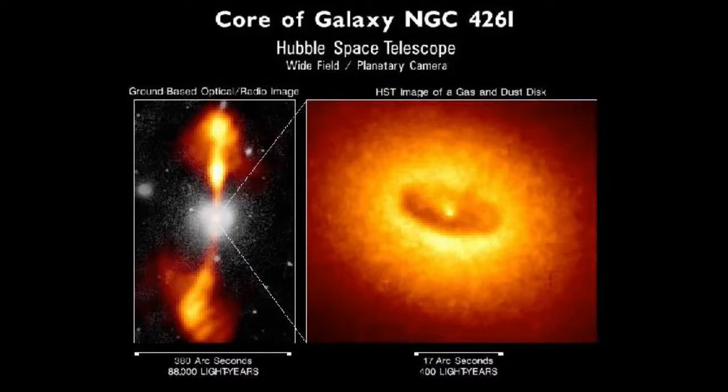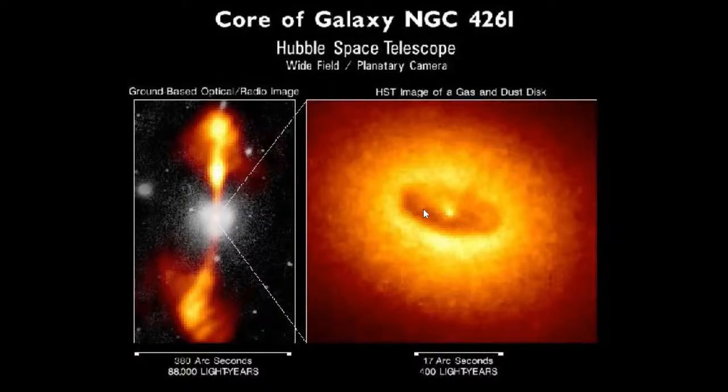1 arc minute is 1 arc second. 1 degree is 60 arc minutes. And 1 degree is 22 divided by 7 into 180 radians. All right. These are very important classifications required in the field of astronomy.